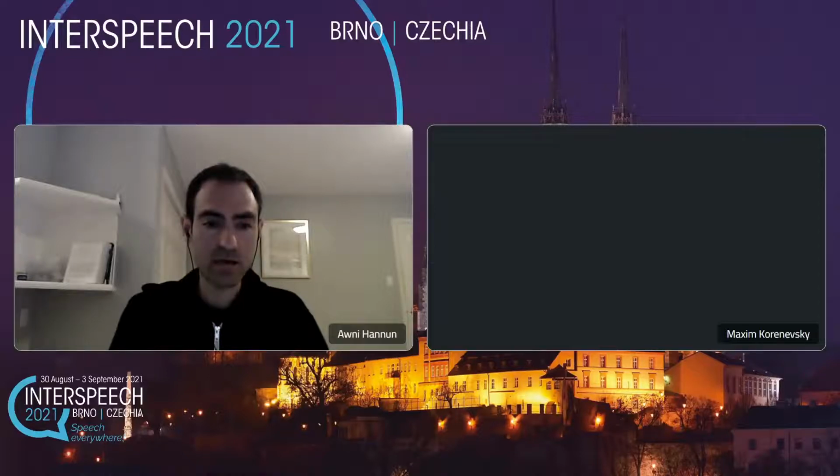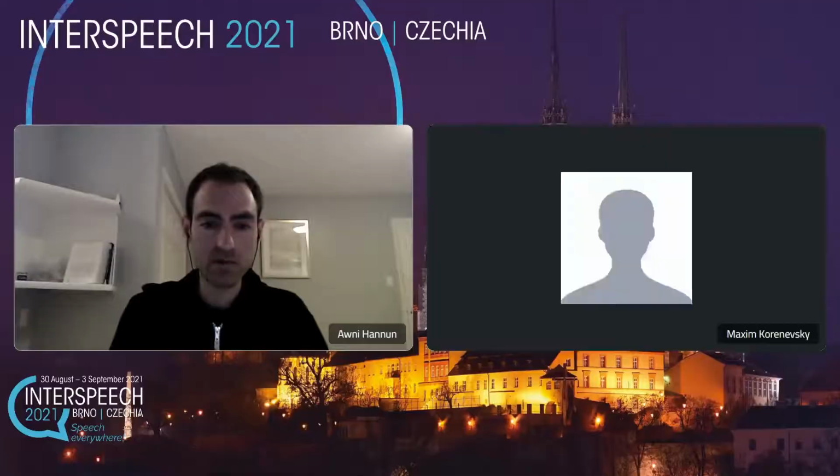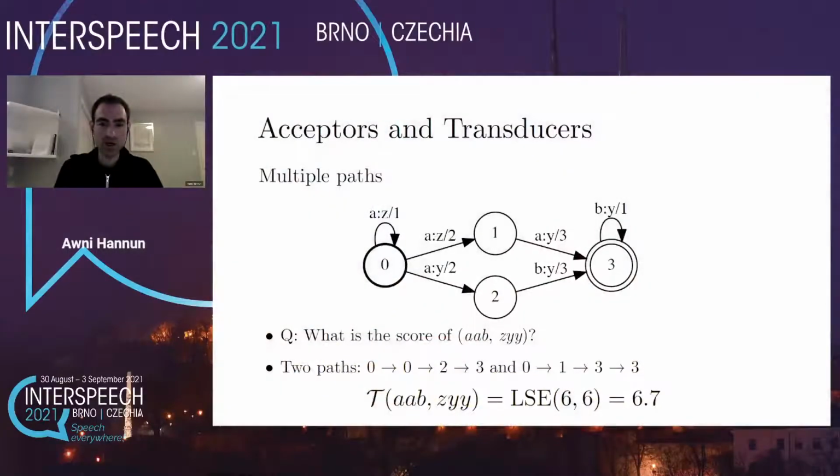Now the second path goes straight from 0 to 1, so the output is Z. Then it goes from 1 to 3, so the output is Y. And then it goes from 3 to 3, so the output is Y again. So you have also the output ZYY. So for both paths, you have the same input and the same output. And someone please jump in if that doesn't make sense.